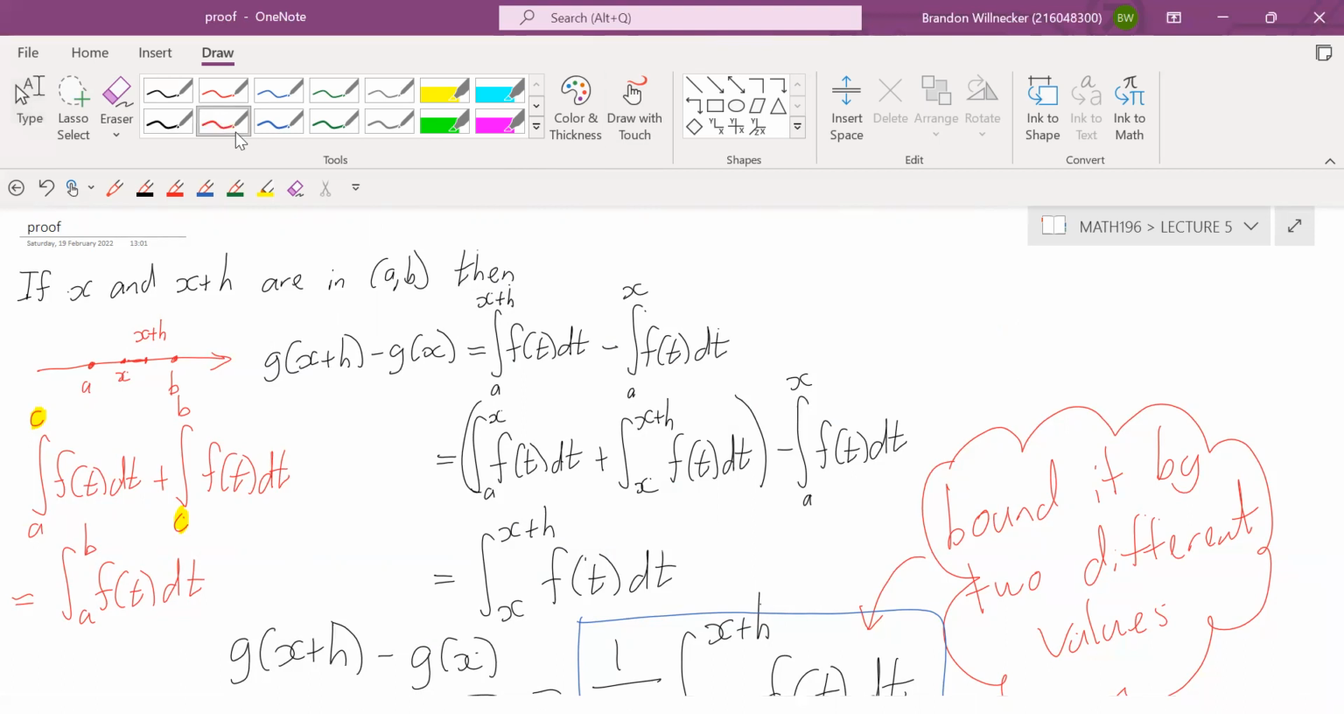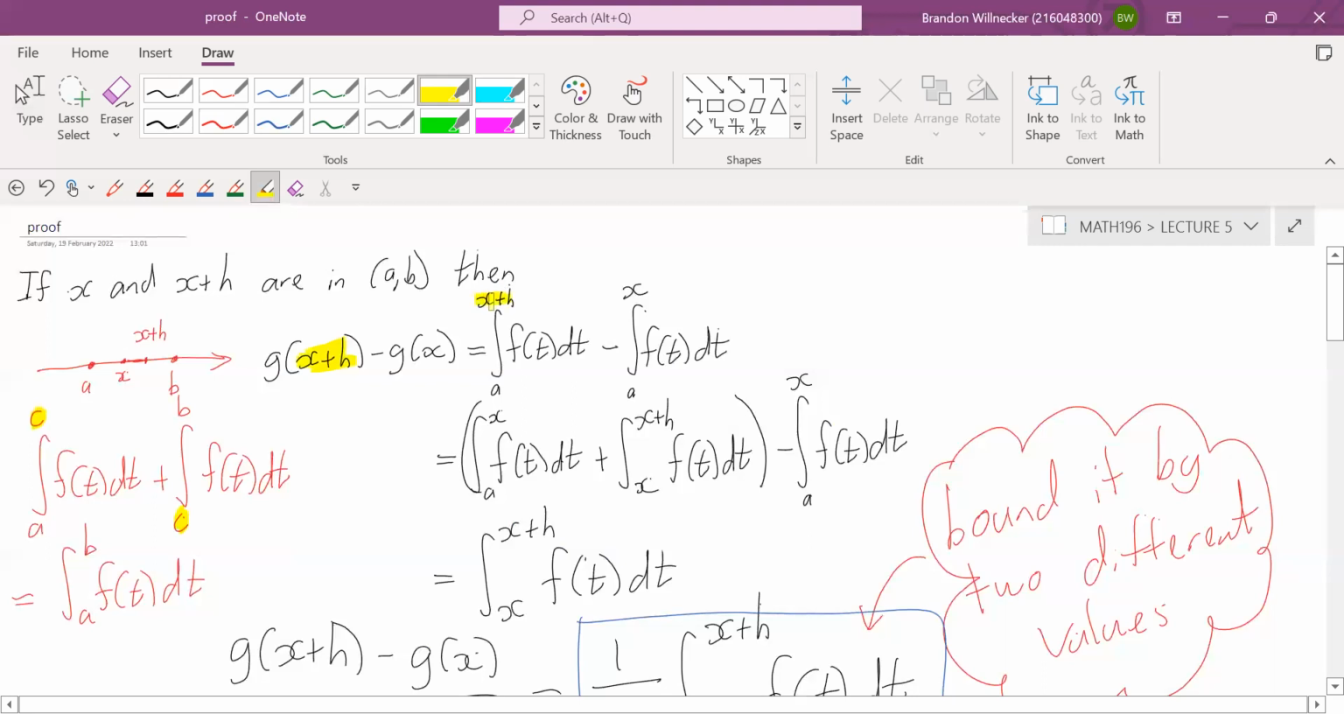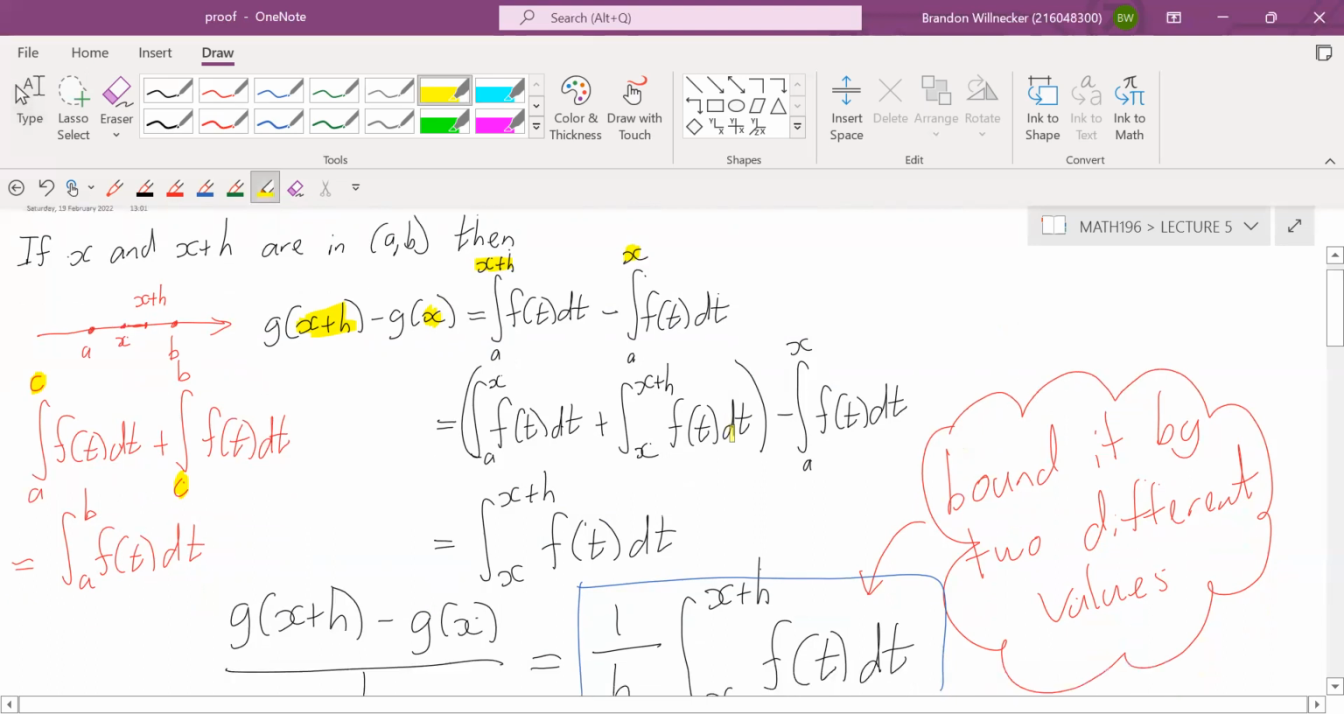So remember, g of x is equal to the integral from a to x of f of t dt. So if I substitute x plus h, then the upper bound now becomes x plus h. If I substitute x, then the upper bound is x. And that's just the definition of g. So now we do a little bit of rearranging here. We take this term here, the integral from a to x plus h, and we make it go from a to x, and then from x to x plus h, and then minus the integral from a to x of f dt.